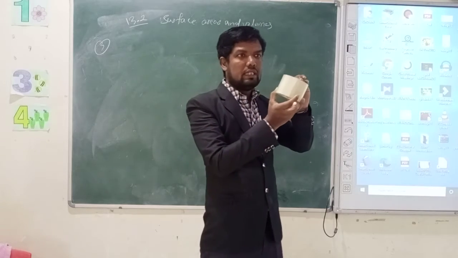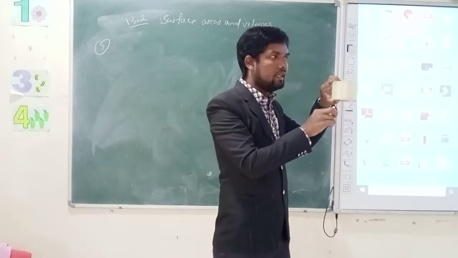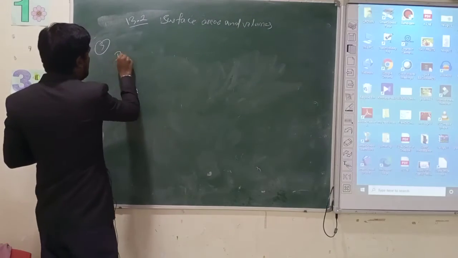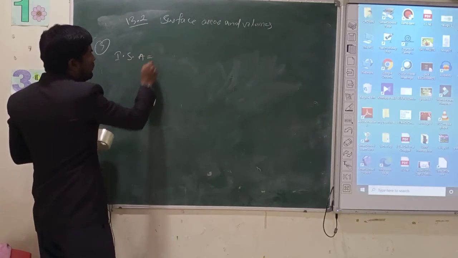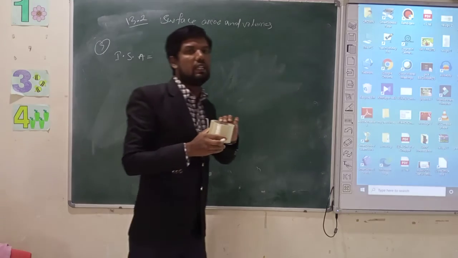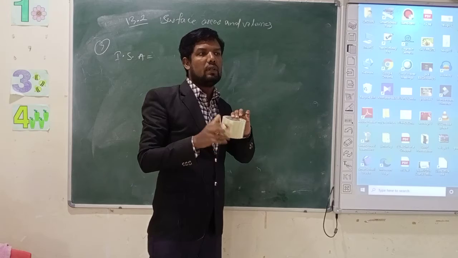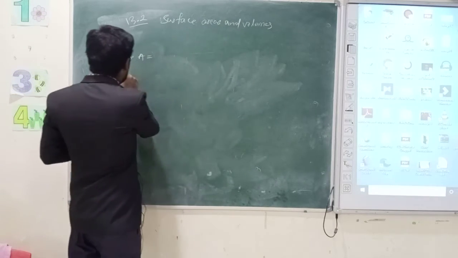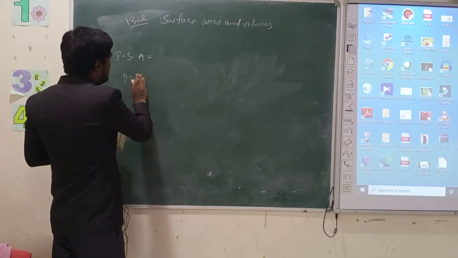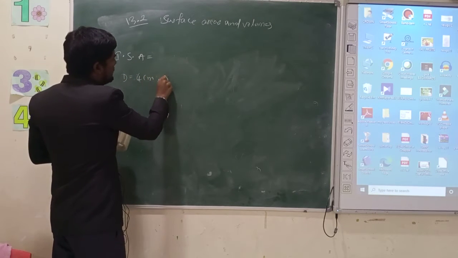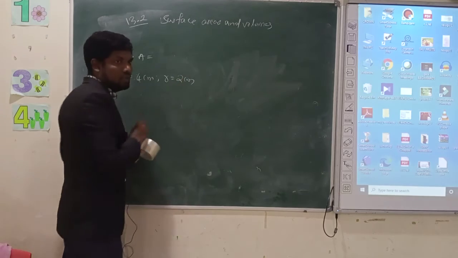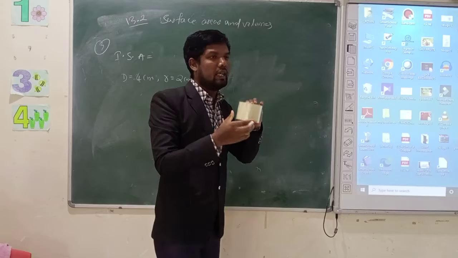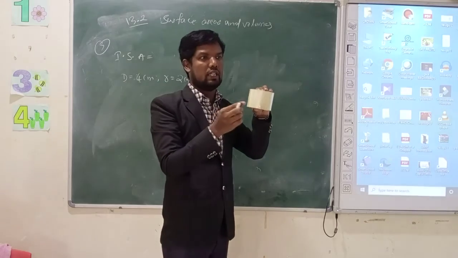First thing, they have given the height already. If we calculate the inner surface area, what is the radius they have given for the inner surface area? 4 centimeters, the diameter they have given for the inner one. That is 4 centimeters, so the radius is 2 centimeters. So first calculate the inner surface area. Then after that calculate the outer surface area.